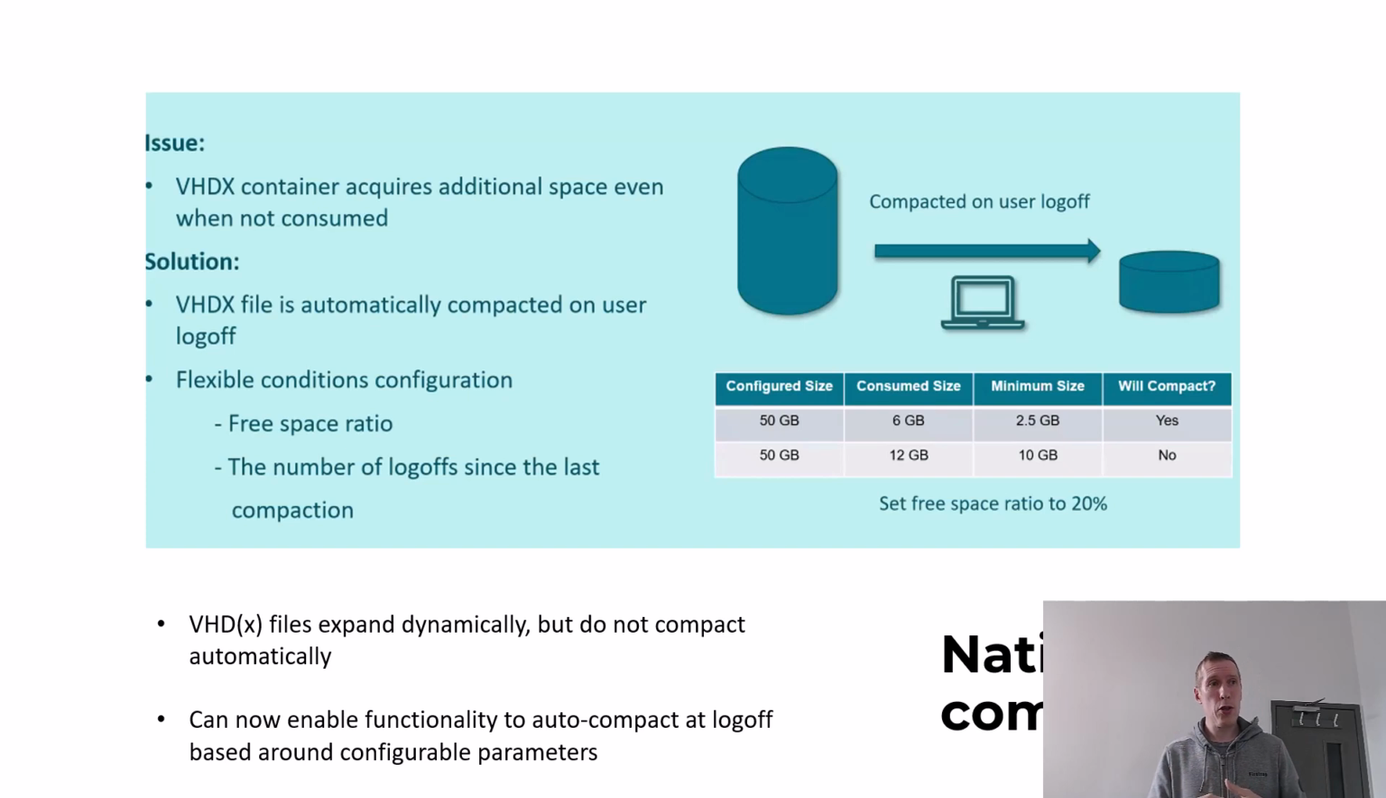So a lot of people used to use scripts that log off to compact. However, now FSLogix has just added this functionality to compact when users log off. Now UPM's added it as well, and it's also added some more flexible conditions. So based around the free space ratio and the number of log offs since it last ran, or even a combination of the two, you can tell it when to do the compaction.